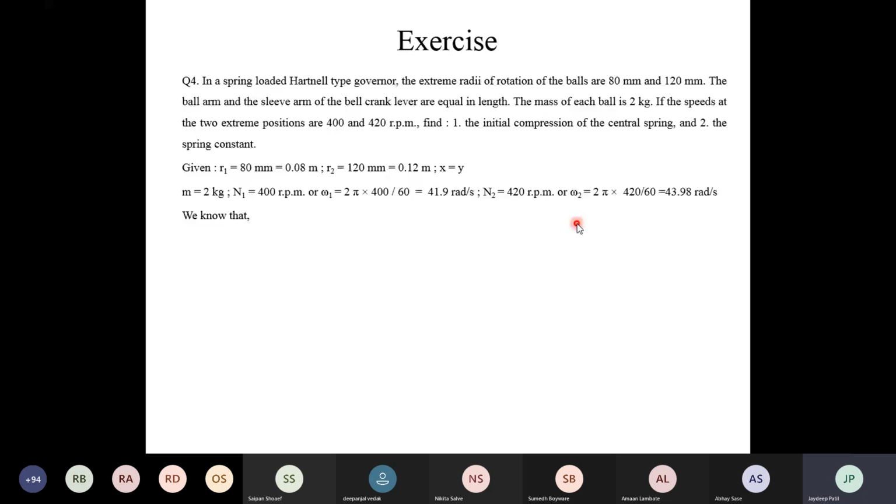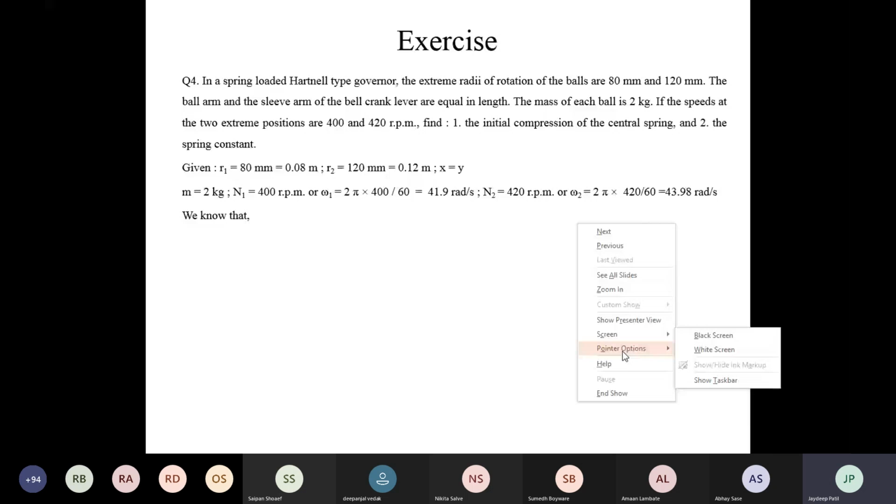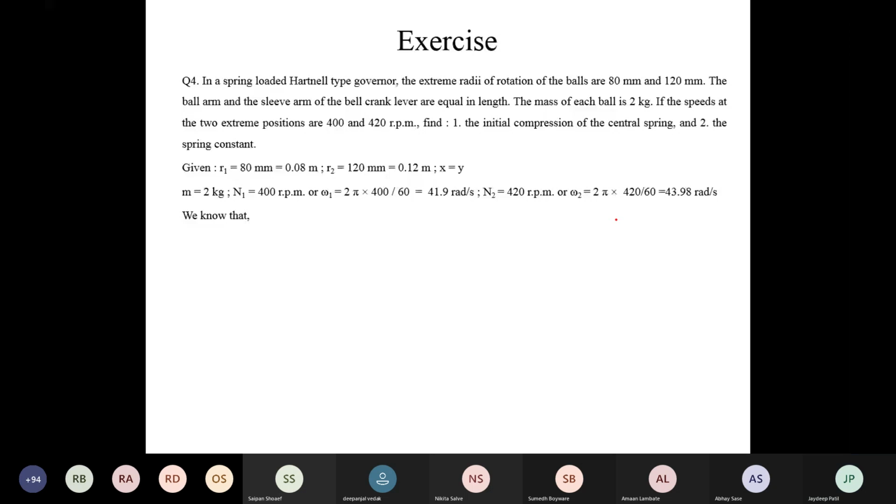Okay, now how can we solve this problem? Anyone? In this case, you have to find out first of all S1 at minimum speed and S2 at maximum speed. Same as previous, taking moment about the fulcrum. Suppose you consider here the minimum and maximum position. I'll draw here the minimum position first. Now this is the equilibrium position. Now this is the vertical axis.